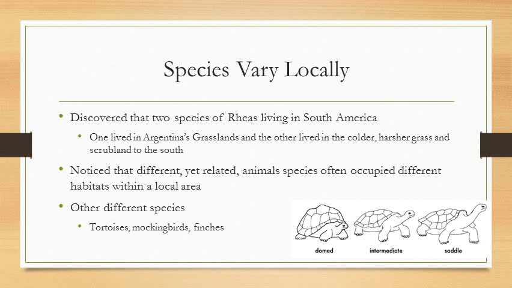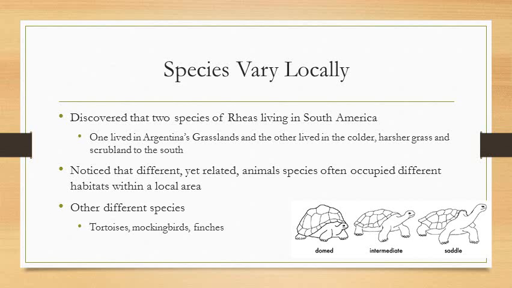When we look at locally, he also saw that within a specific area there were species that were different even in the same area. So, for example, when he was in South America, he found that there were 2 different species of rayas living there. There were 2 different habitats. There were the Argentina grasslands, and then there was also a colder, harsher grass and scrubland to the south. So one was warmer, one was colder, and he found that, yes, they were both rayas, but they were 2 subspecies. So they were different. They had adapted to the different environments.